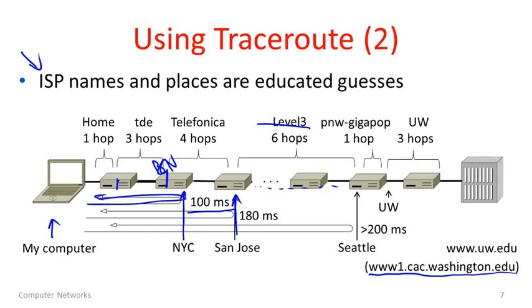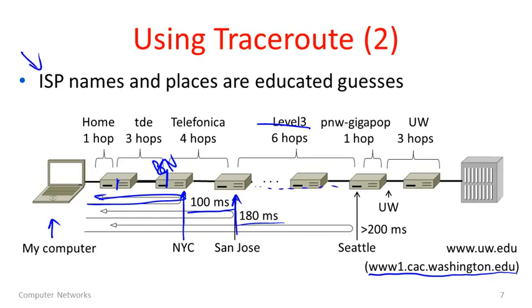By this time, the round trip time is rising. I think it rose to about 180 milliseconds. This is just an estimate once again, as we went from New York all the way through the network to San Jose. So now we're on the west coast of America. We're getting close to Seattle, but we took 6 hops through Level 3.